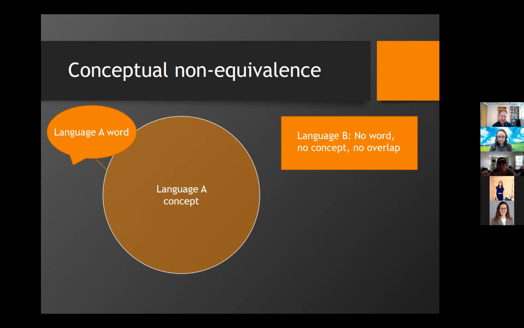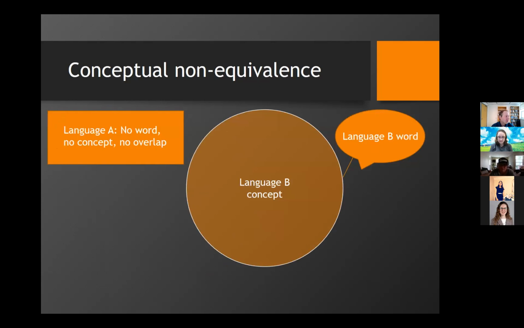So that's different forms of conceptual overlap or non-overlap. It's probably best to think about this as more of a continuum rather than discrete classifications. You go from complete overlap to something that is completely absent from the other language. And of course, the converse is true as well. You can also have language A with no word, no concept in language B. So I'll move on from there.